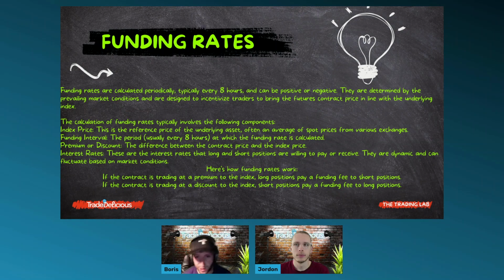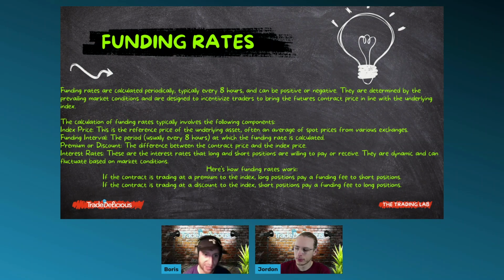So essentially, funding rates in crypto are calculated periodically, every few hours, and they can be positive or negative. They're determined by prevailing market conditions, and they're designed to entice traders to bring the futures price in line with the underlying index. So if you're trading a Bitcoin perpetual swap contract on whatever futures exchange you choose, there's a spot price and a futures price, and there's always going to be a little bit of a difference. If the futures price is higher than the spot price, typically people who are positioned long have to pay a certain fee to hold that long position.